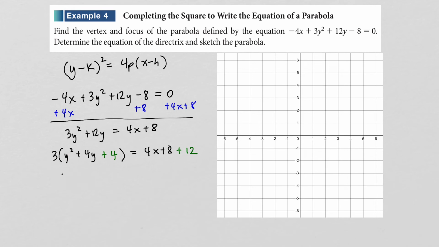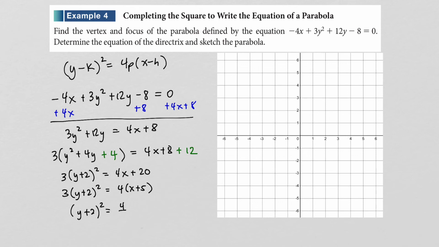Now we're ready to factor. This is 3 times (y plus 2) squared equals 4x plus 20. On the right-hand side, I can factor out a 4, which gives us 4 times (x plus 5), and we are almost there. Notice this almost looks like the standard form, except that there should not be any number outside of here. So I need to divide both sides by 3. And when I divide both sides by 3, I get (y plus 2) squared equals 4/3 times (x plus 5). So this is the equation in standard form.